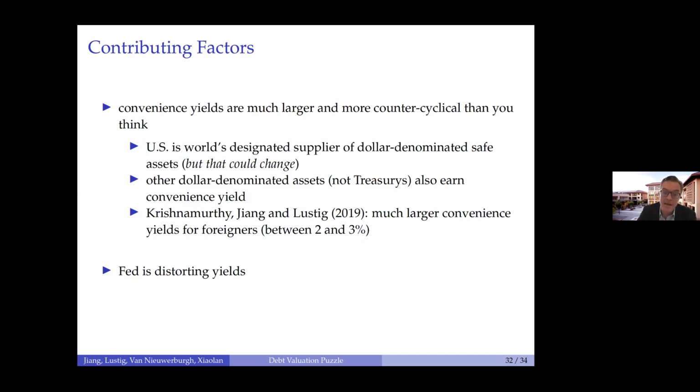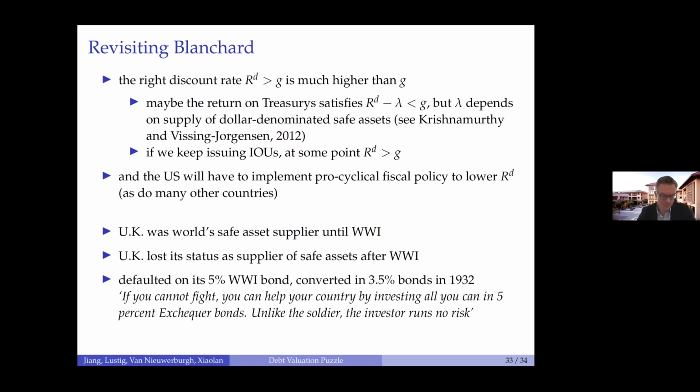It could also be, let's face it, that the Fed has been distorting yields. By the way, if you look, for example, in 2009, you add up what the Fed and what foreigners were holding as a fraction of the total supply of Treasuries, that number was about 70%. So it's really sizable.